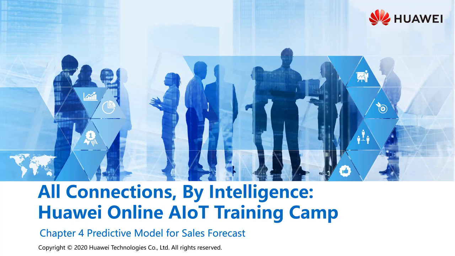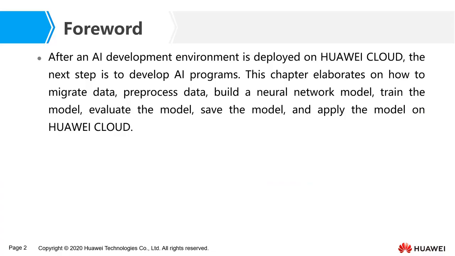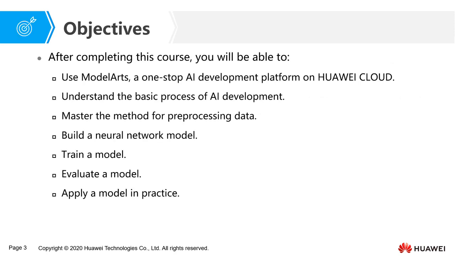In this chapter, I'll show you how to use an AI model to predict goods sales in a region. After learning this chapter, you will be able to use ModelArts, a one-stop development platform on Huawei Cloud, to migrate data, pre-process data, build neural network models, train models, evaluate models, save models, and apply models in practice. These operations are also the basic process of AI development.